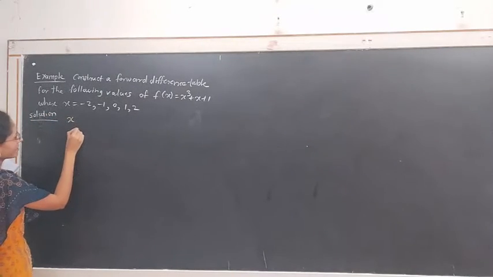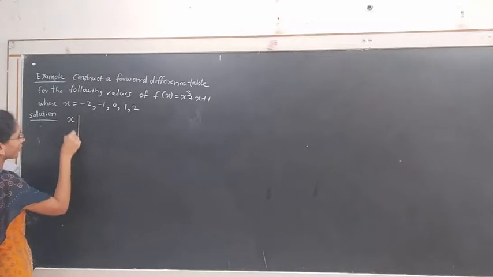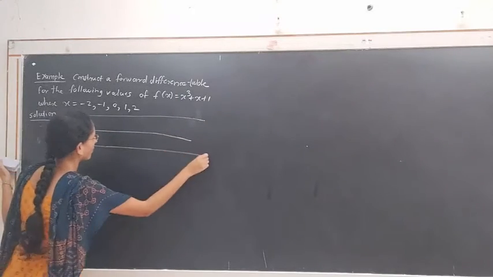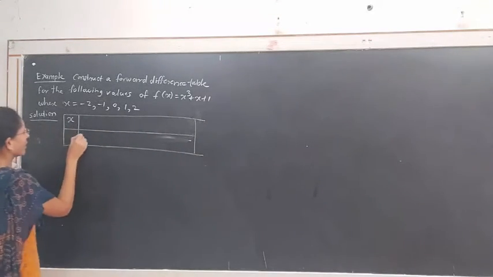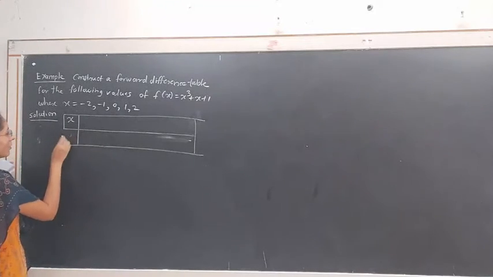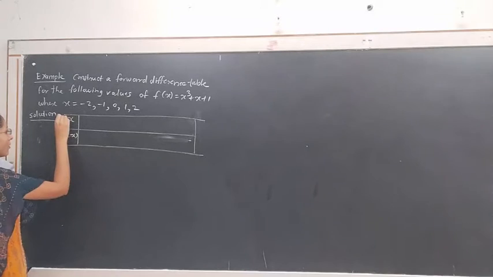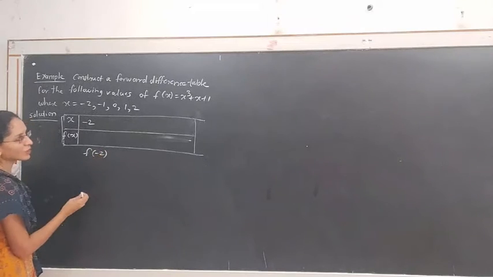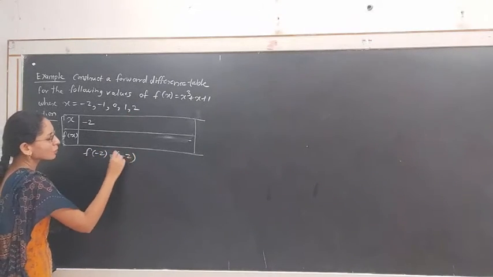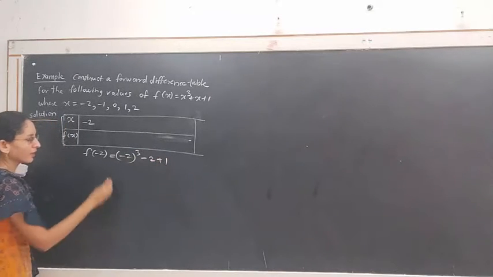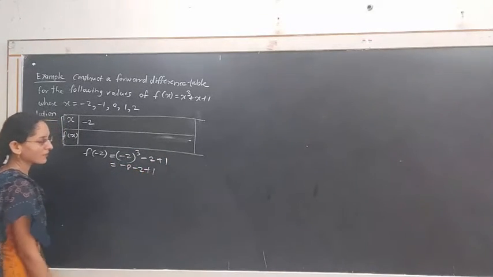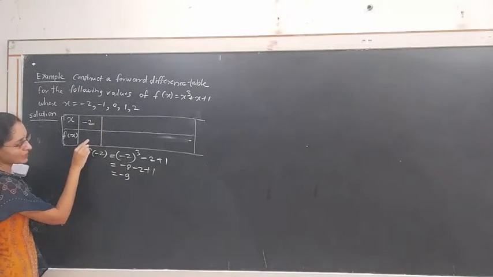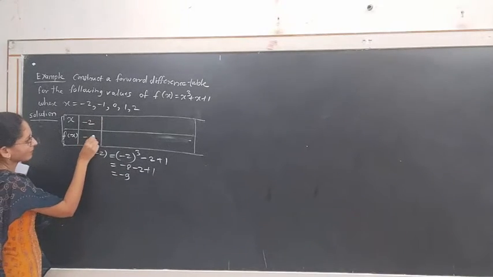If x is minus 2, if we put x is equal to minus 2 in this function, then we get minus 2 raised to 3 minus 2 plus 1, which is minus 8 minus 2 plus 1, which is minus 9. Hence, for x is equal to minus 2, we get the value of f of x, f of minus 2, as minus 9.